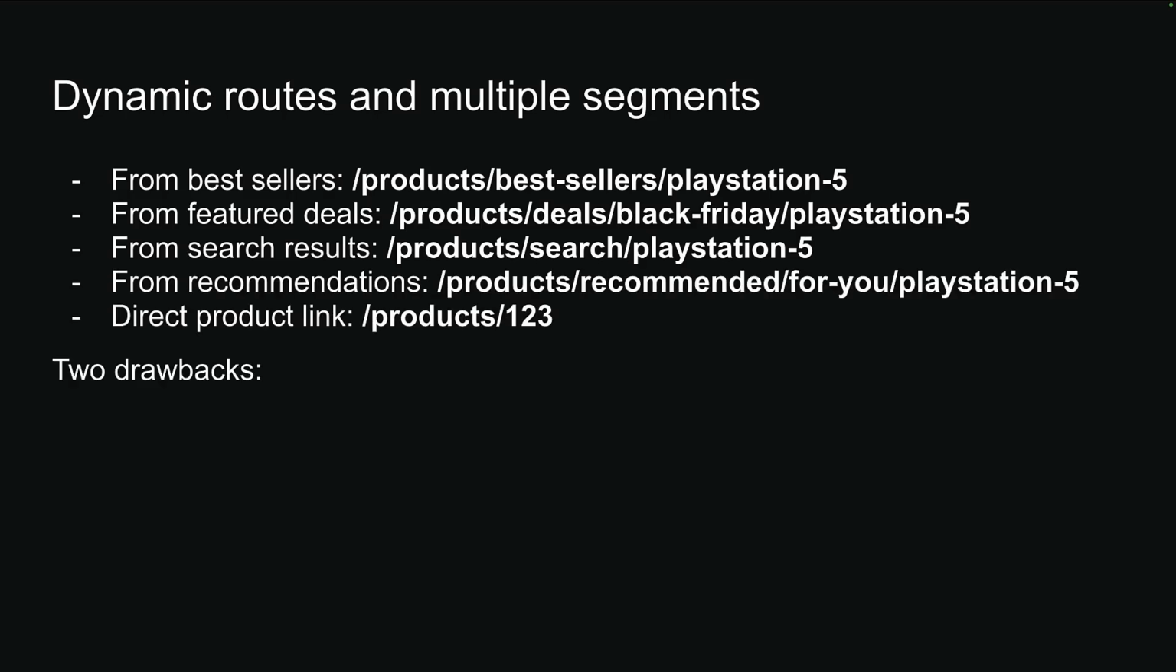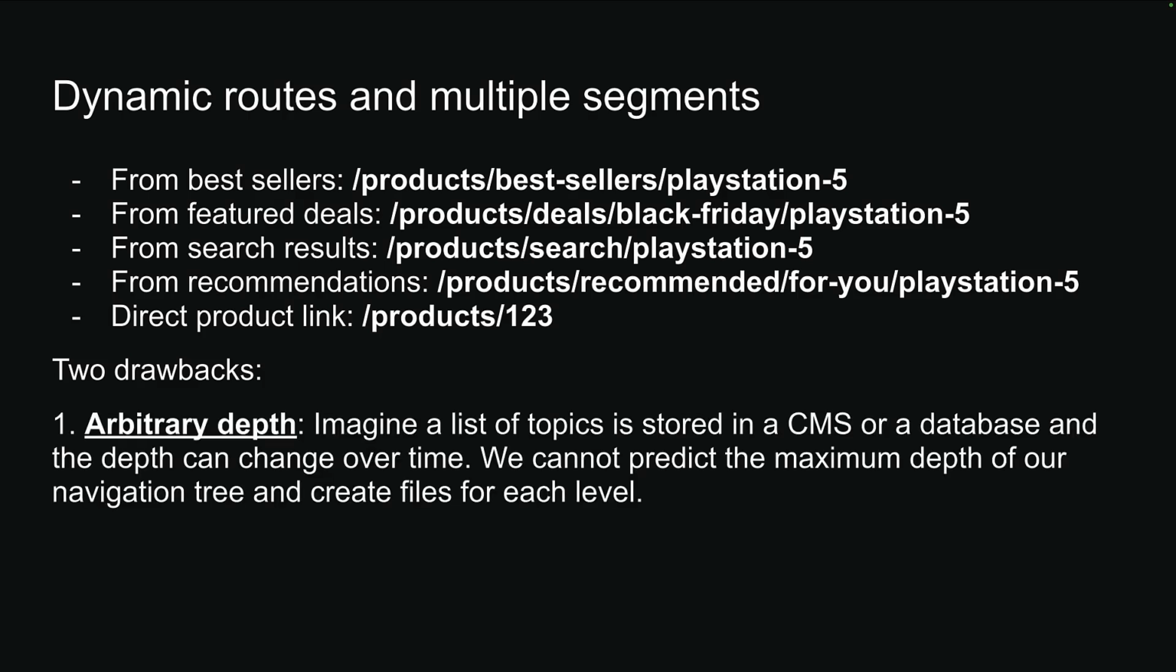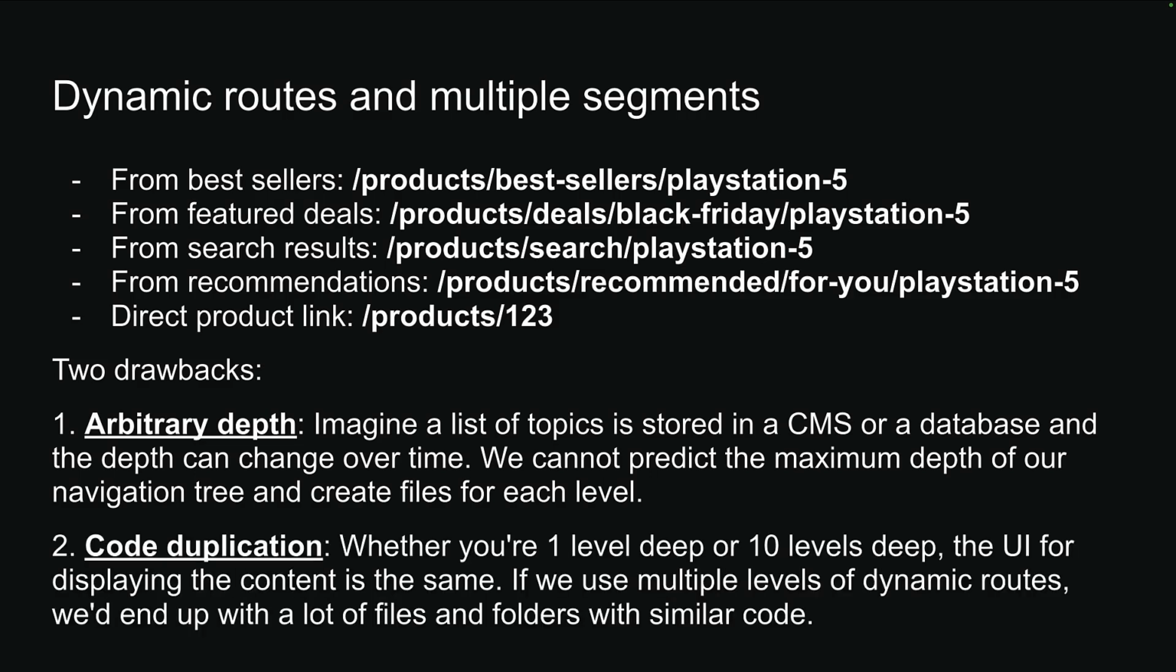However, this would have two major drawbacks. First is the arbitrary depth. Imagine a list of topics is stored in a CMS or a database, and the depth can change over time. We cannot predict the maximum depth of our navigation tree and create files for each level. Second is code duplication. Whether you're one level deep or 10 levels deep, the UI for displaying the content is the same. If you use multiple levels of dynamic routes, we would end up with a lot of files and folders with similar code. This is where catch-all segments come to the rescue.